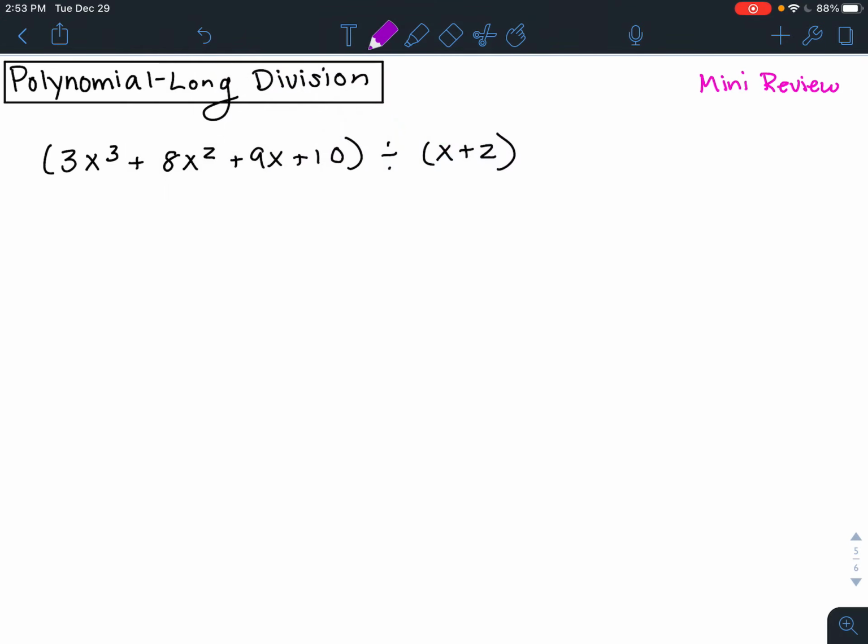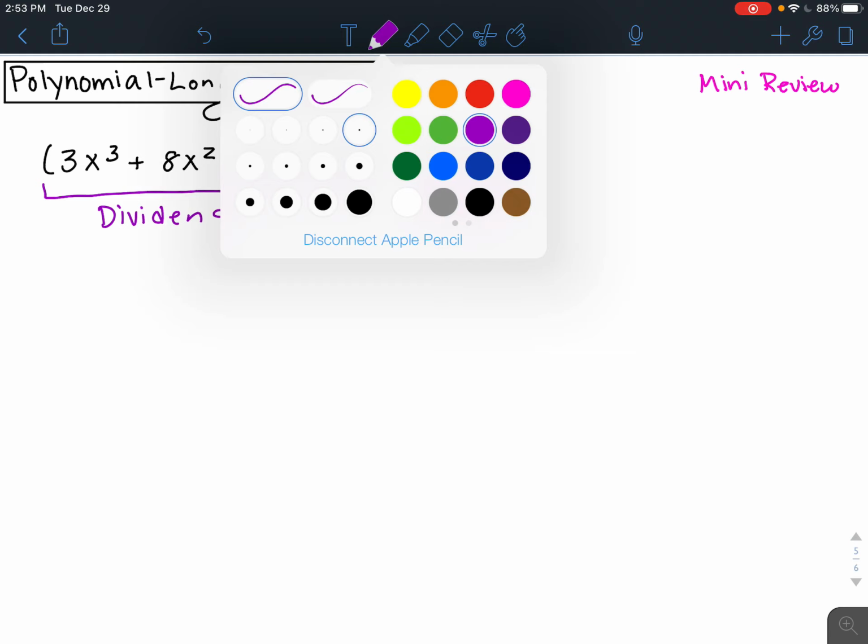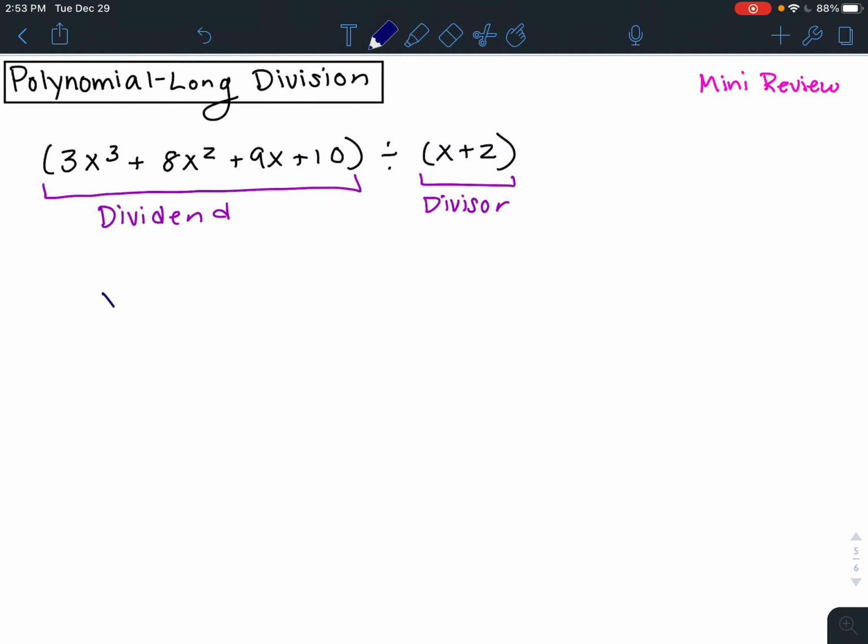Some things to take note of, some vocabulary to be aware of. This is the dividend, right? It's the thing being divided. And then we call the x plus 2 the divisor, and that's what's doing the dividing. So when we set up our problem, we're going to put the divisor on the outside of our long division box, and the dividend goes on the inside.